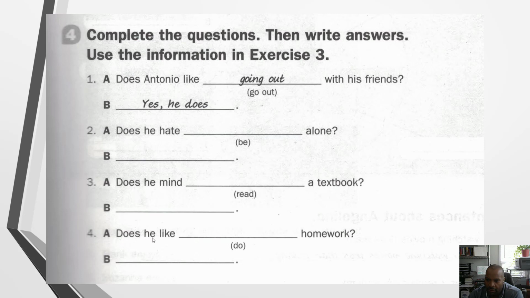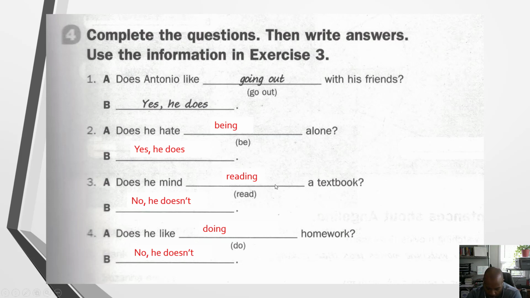Number 4, does he like, the verb is do, so the gerund is doing. Does he like doing homework? My answer was no, he doesn't. So these were my answers to the questions, and then my statements at the end. And hopefully we have synced up. All right.